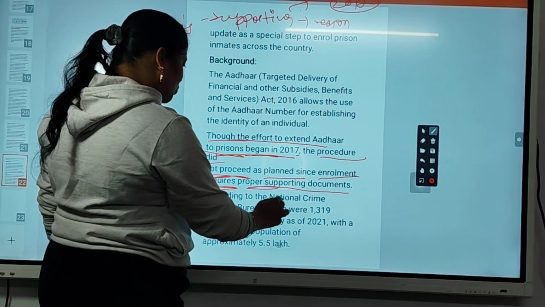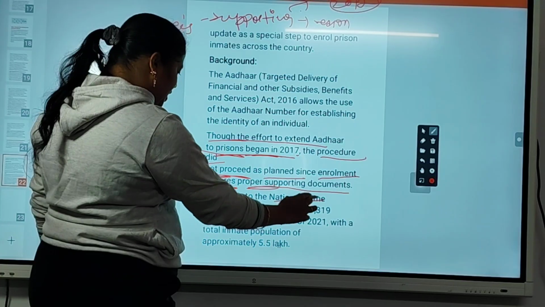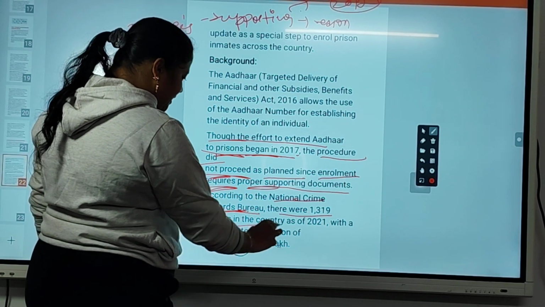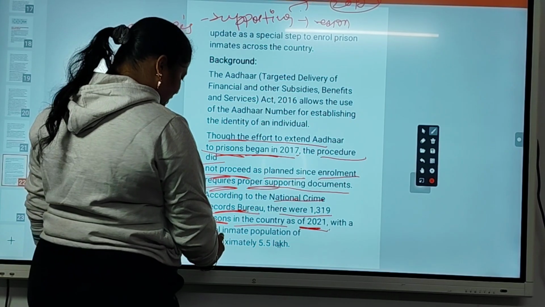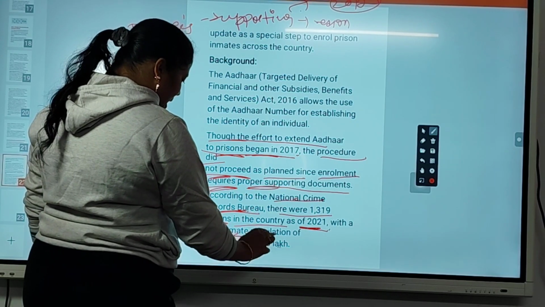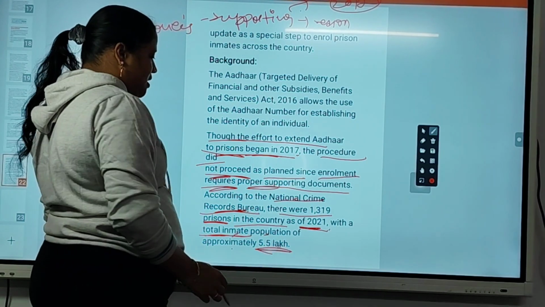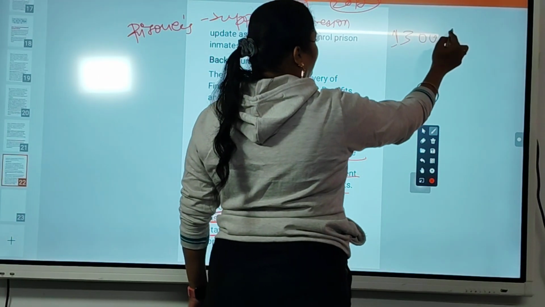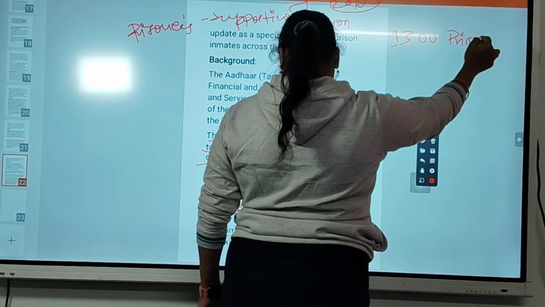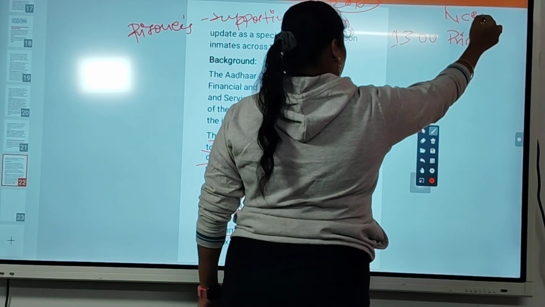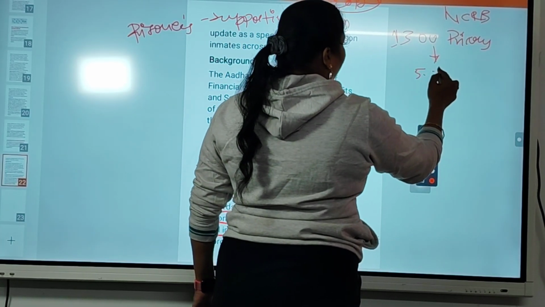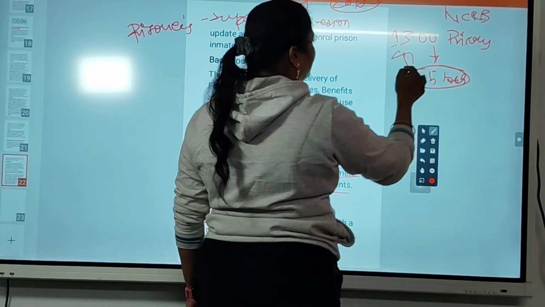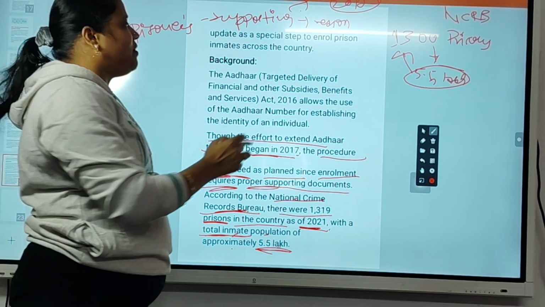According to the NCRB, the National Crime Records Bureau, there were 1300 prisons in the country as of 2021, with a total inmate population of approximately 5.5 lakhs. So there are 1300 prisons in India according to NCRB, and there are 5.5 lakh prisoners in India. So now these 5.5 lakh prisoners will also get Aadhaar cards from now onwards.